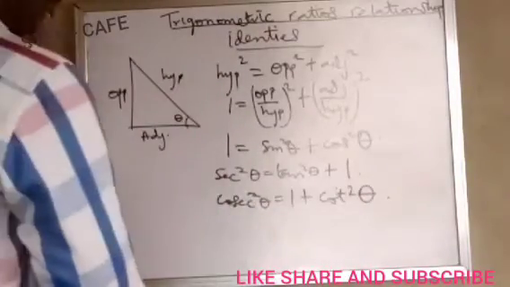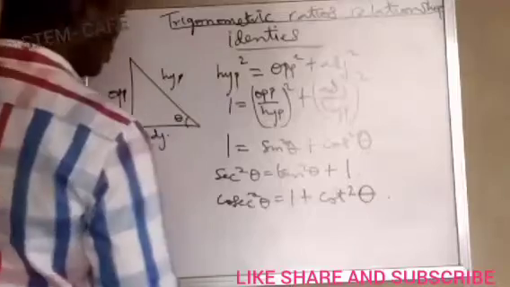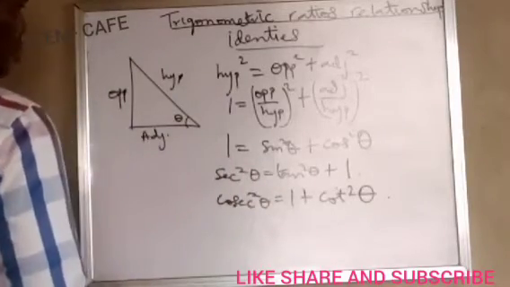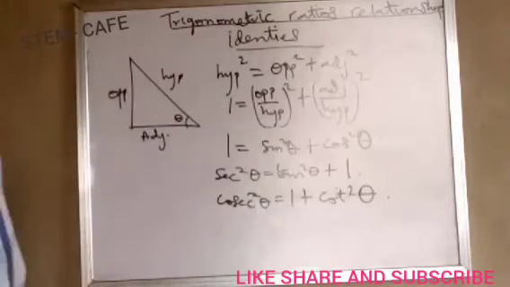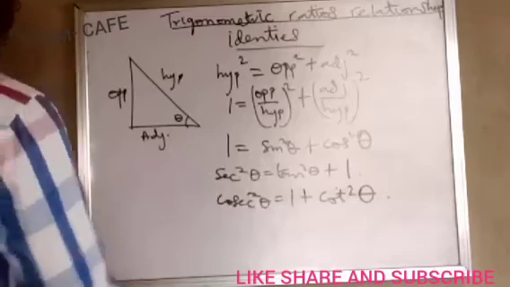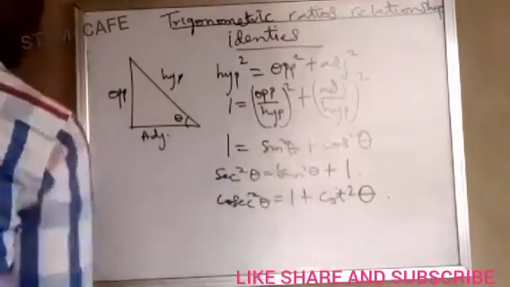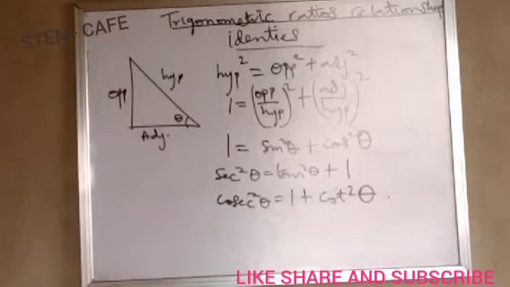So you can derive as many equations as possible. You can even multiply this one by cot theta anyhow. So what I'm trying to say is this: any relationship, any identity given to you or asked for, you can easily derive them by using this basic equation and substituting into any other equation. Thank you.